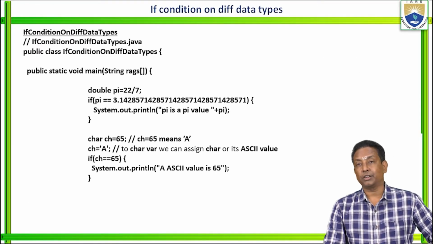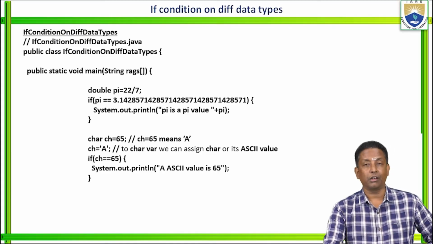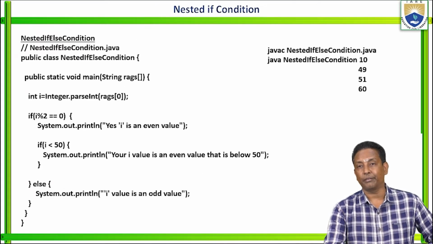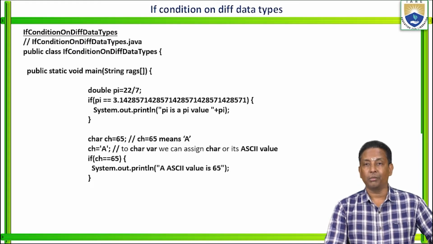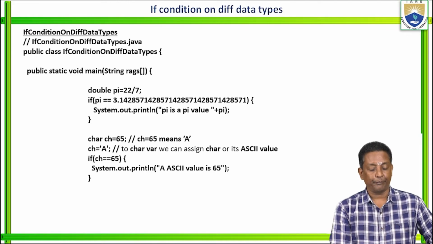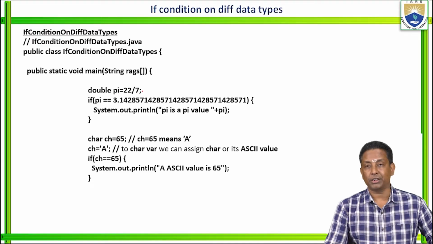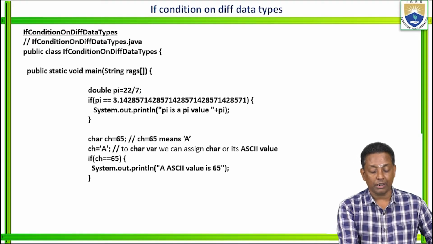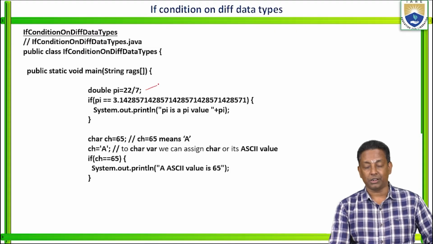Now, if condition and different data types. In the previous example, we wrote conditions only on integers. You may have a doubt about how to write conditions on float or double variables, char variables, and then string variables. We'll see that. Here I am taking double pi is equal to 22 by 7. 22 by 7 is the pi value, so I am doing a division.